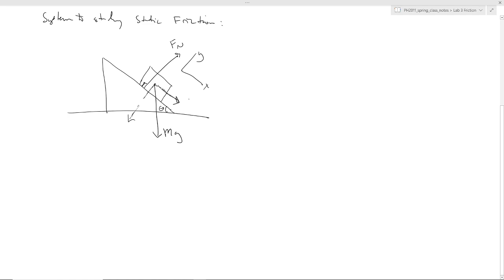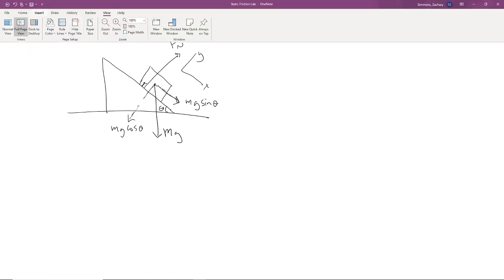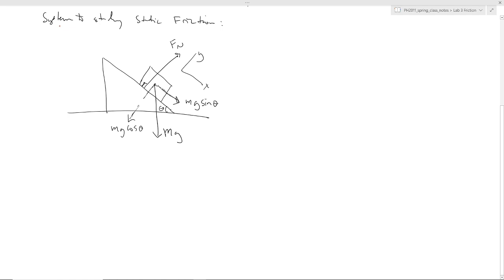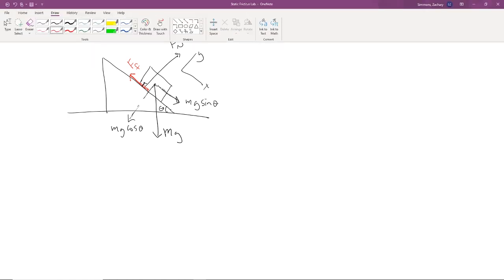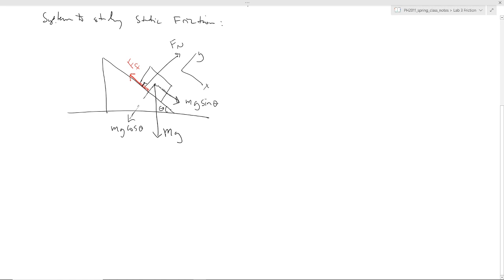Recall when we do that, the one along the ramp is mg sine theta, and the one perpendicular to the ramp is mg cosine theta. And then the one ingredient that we're going to add, and let me put this in a different color just so it pops, is the force of friction. Assuming this thing is sliding down, the force of friction is going to oppose that. And so it would be up along the ramp, in other words, in the negative x direction. Okay.